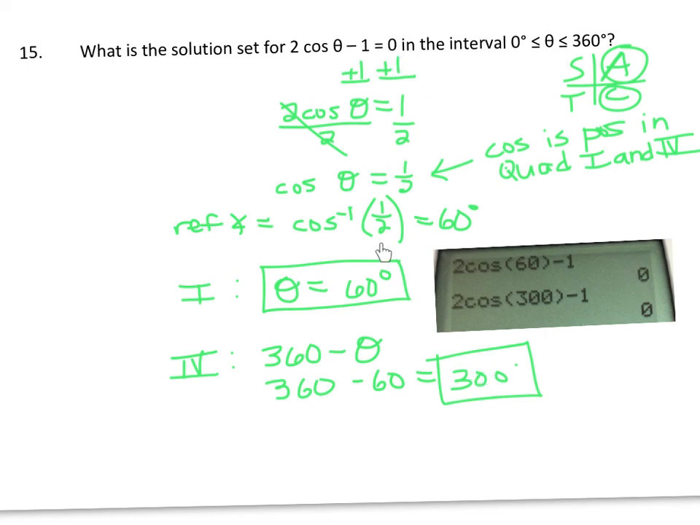Then I wanted to take the 300 and check it. So I put it in place of theta. So 2 cosine of 300 minus 1. And that's what I did here. And when I did, look at that. It checks out to give me 0. So those two answers check.